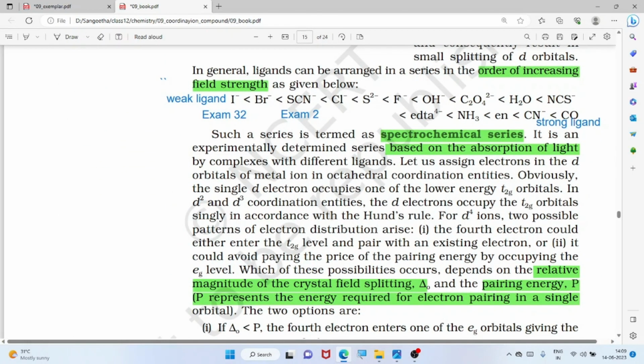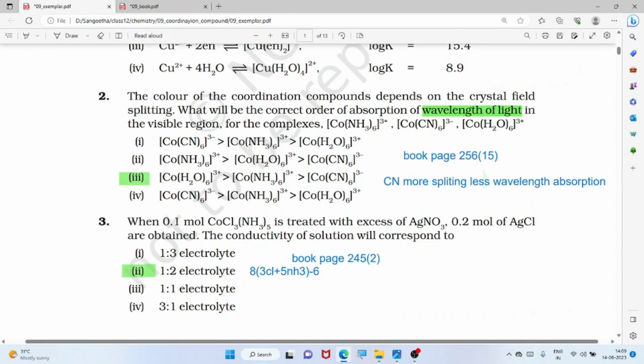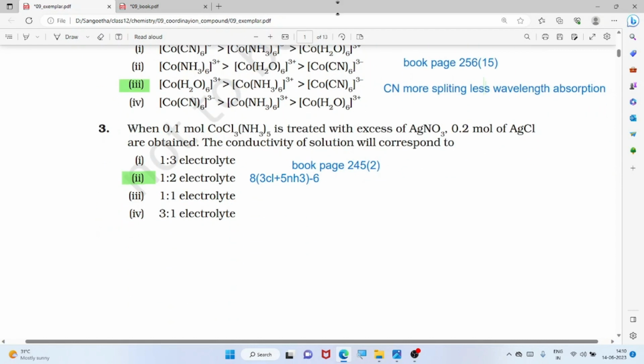This is the order of the splitting. Here CO has the highest CFS, which means it has less wavelength absorption. Based on that, you have H2O greater than the others in the wavelength of light, so this is greater than this. More splitting, less wavelength absorption.